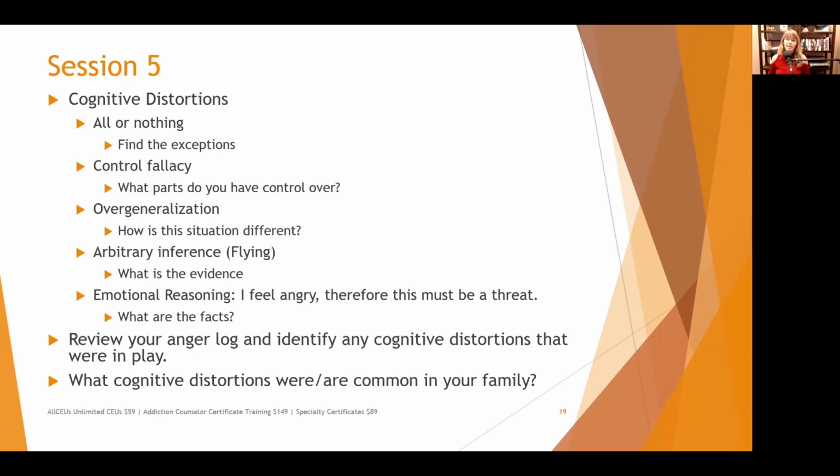Review your anger log and identify any cognitive distortions that were in play. So that's what they do in session 5. And talk about cognitive distortions and unhelpful thinking patterns that we've gone through that were common in their family of origin. Unfortunately, we use these a lot.